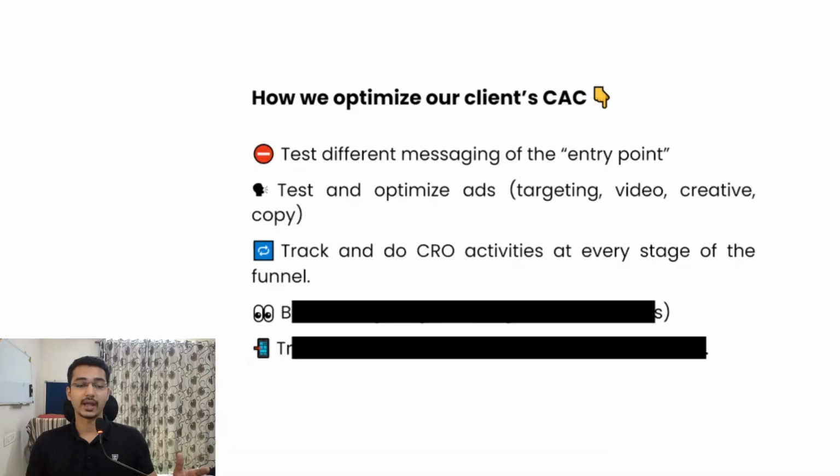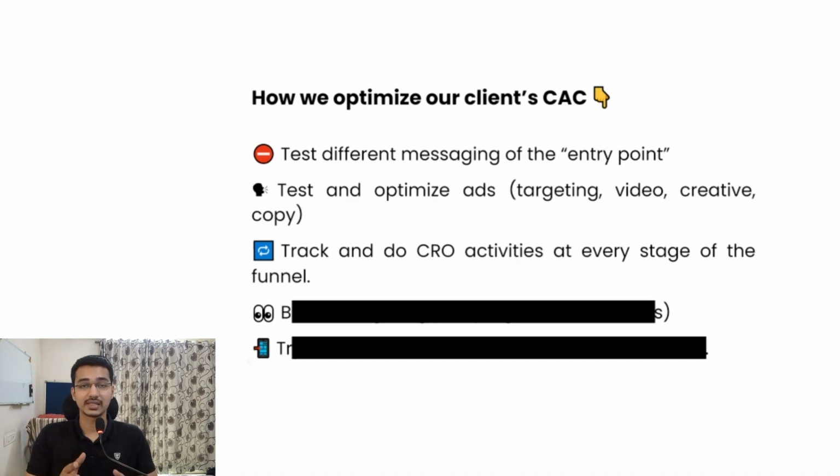Next, we track and do CRO activities at every stage of the funnel. Here CRO stands for conversion rate optimization, and we track the entire funnel from ads to sales. So for example, if we are running a VSL funnel and we see that ads are performing very well, call booking rate is good, show up rate is good, and closing is also in accordance with the industry standards, but a lot of people are coming from ads to the main opt-in page, the registration page, but they are not sharing their details to go and watch the VSL.